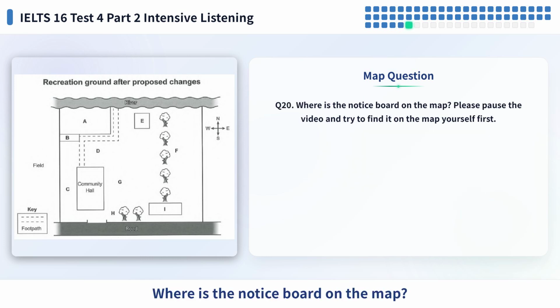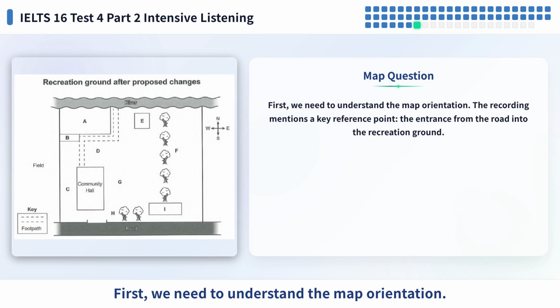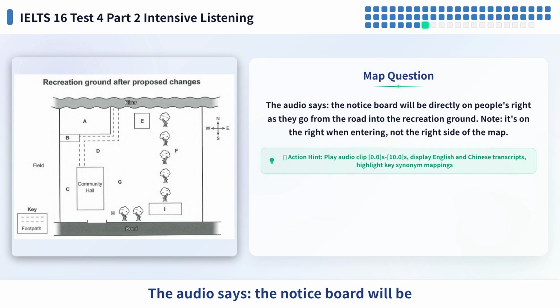Q20. Where is the notice board on the map? Please pause the video and try to find it on the map yourself first. First, we need to understand the map orientation. The recording mentions a key reference point, the entrance from the road into the recreation ground. The audio says, the notice board will be directly on people's right as they go from the road into the recreation ground. Note, it's on the right when entering, not the right side of the map.